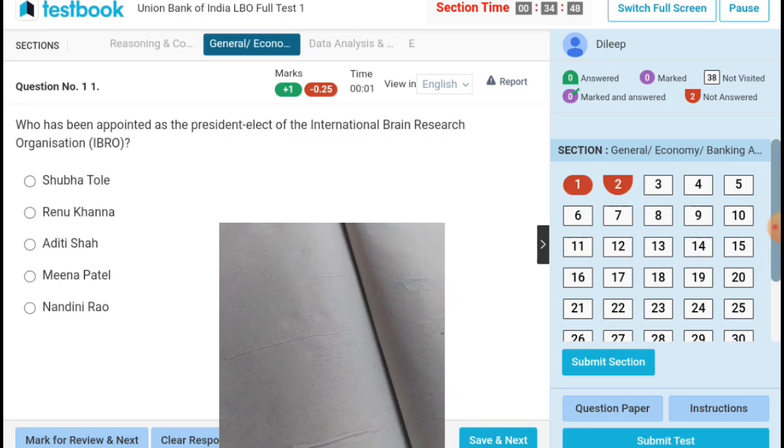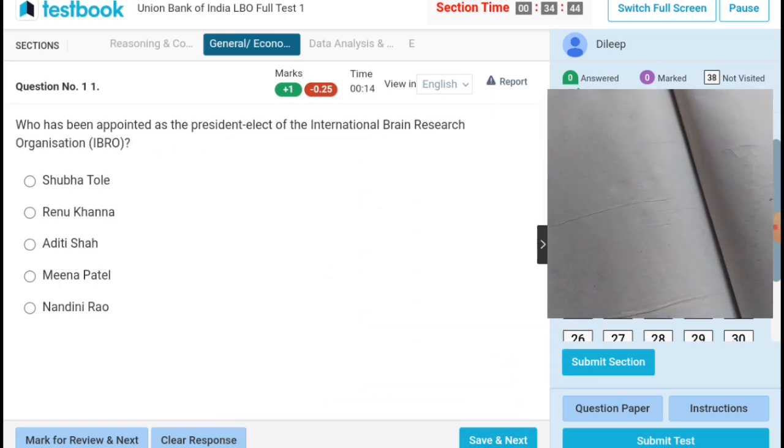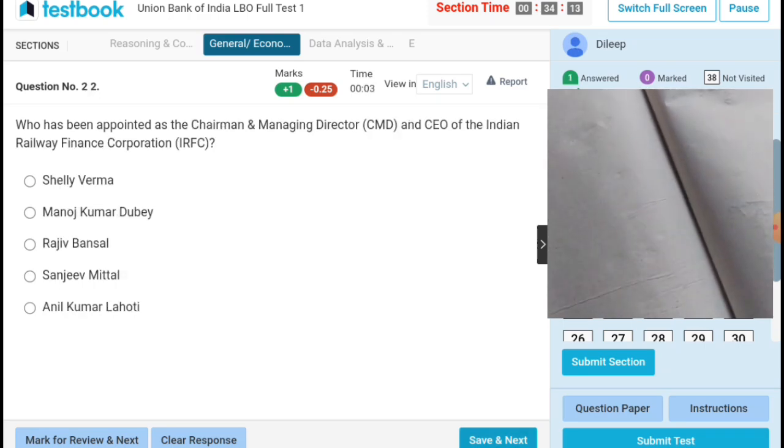I think it is Nandini Roy. Who has been appointed as the President-elect of International Brain Research Organization? I think Subhat Ole or Nandini Roy. Who has been appointed Chairman and Managing Director CEO of Indian Railway Co.? Manoj Kumar Dubey or Anil Kumar Lohati.